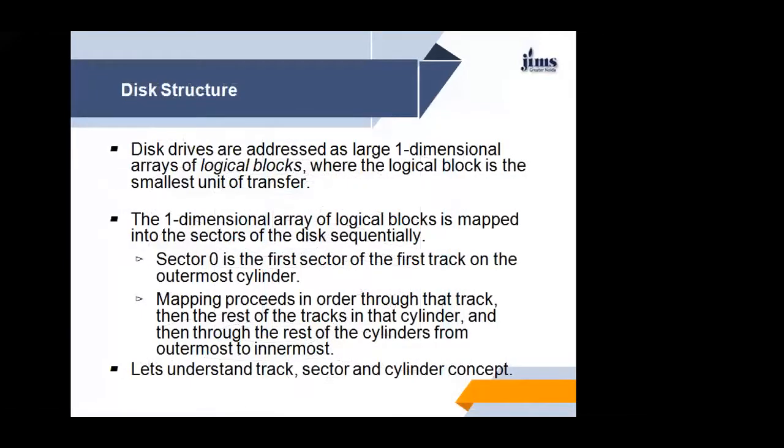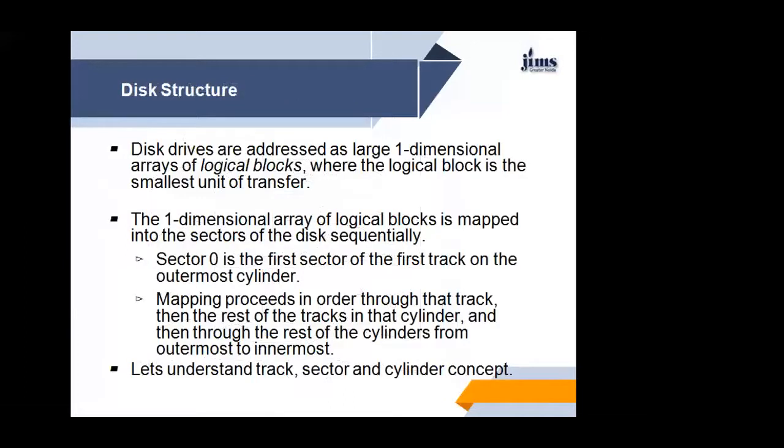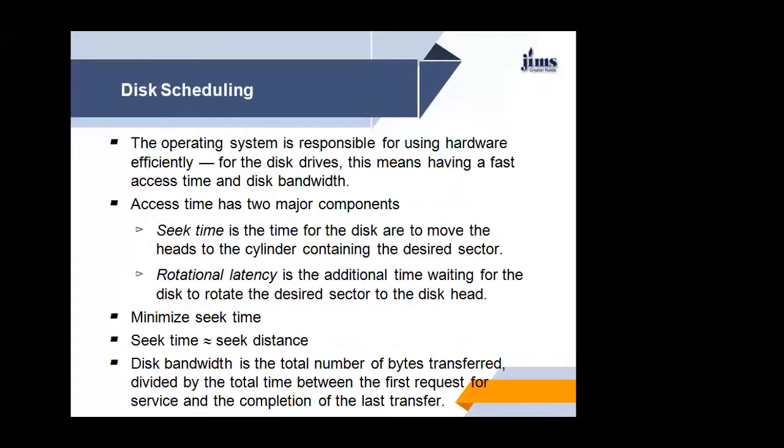The mapping proceeds in order through that track, then the rest of the tracks in that cylinder. So first one track, then all the tracks in that particular cylinder, and then through the rest of the cylinders from outermost to innermost. So there is one outermost and then the innermost. Okay. Let's understand this cylinder concept more clearly.